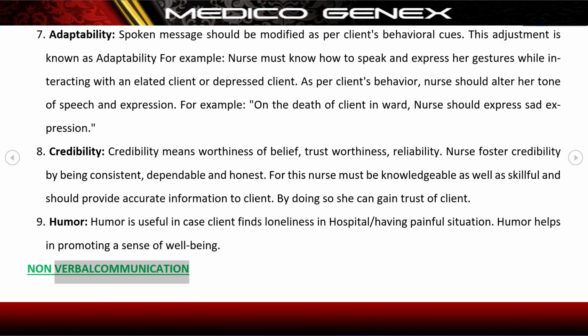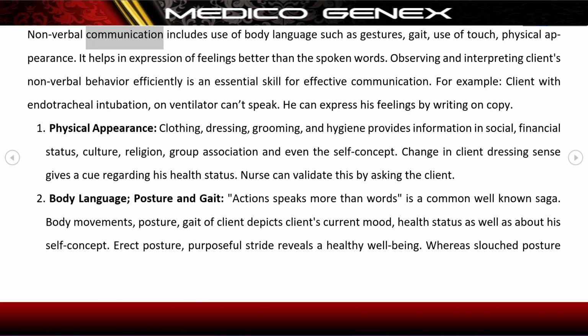Nonverbal communication. Nonverbal communication includes use of body language such as gestures, gait, use of touch, and physical appearance. It helps in expression of feelings better than the spoken words. Observing and interpreting clients' nonverbal behavior efficiently is an essential skill for effective communication. For example, a client with endotracheal intubation, on a ventilator, can't speak. He can express his feelings by writing on a copy.